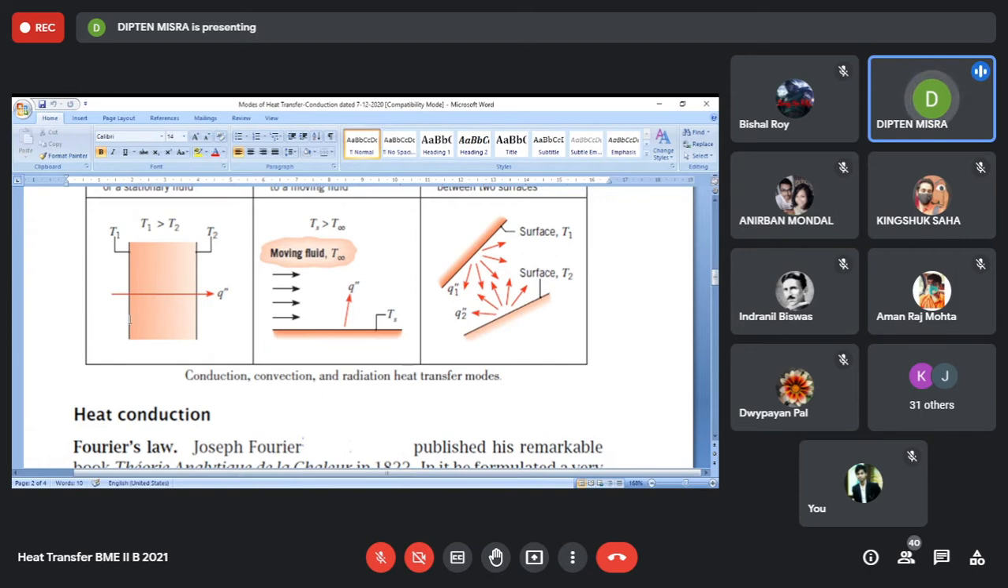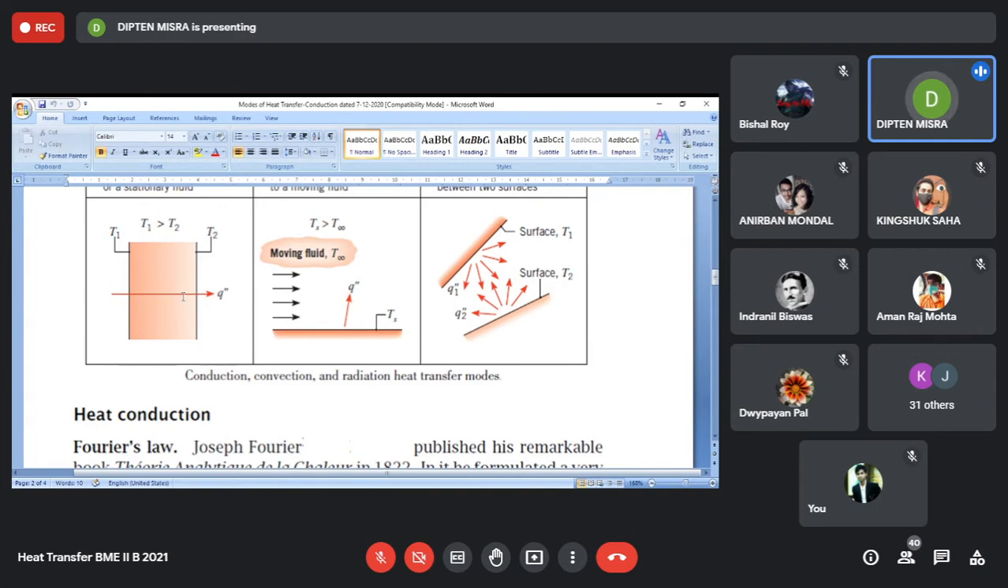Now that thermal resistance will be proportional to the thickness along which the heat is flowing, and it will be inversely proportional to the cross-sectional area through which the heat is flowing. Here what we see is that if the thickness is small, then the resistance should be small, because the resistance is proportional to thickness.